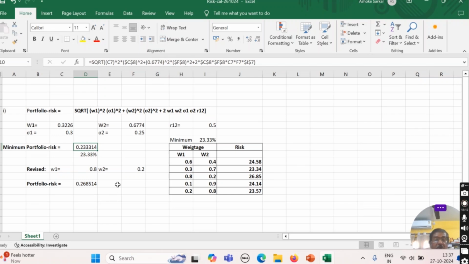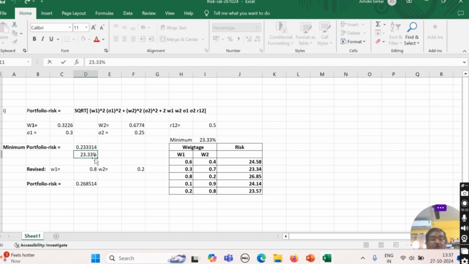Now I'm going to show you that for any change of the proportion, the value will be more, the risk will be more. What is the minimum risk after calculating this that I have calculated? The minimum risk is this 23.33% after putting the result.